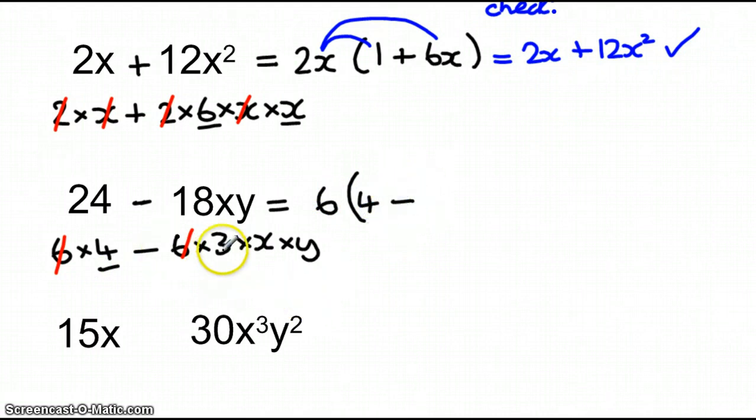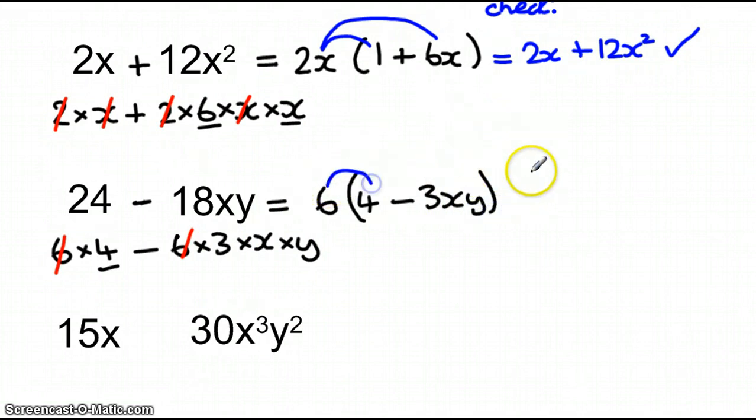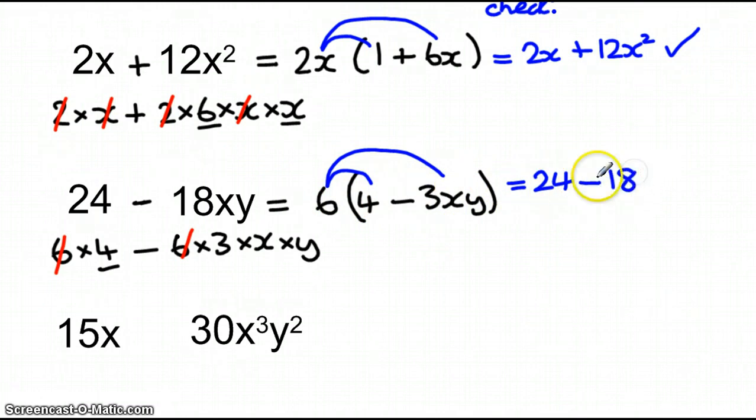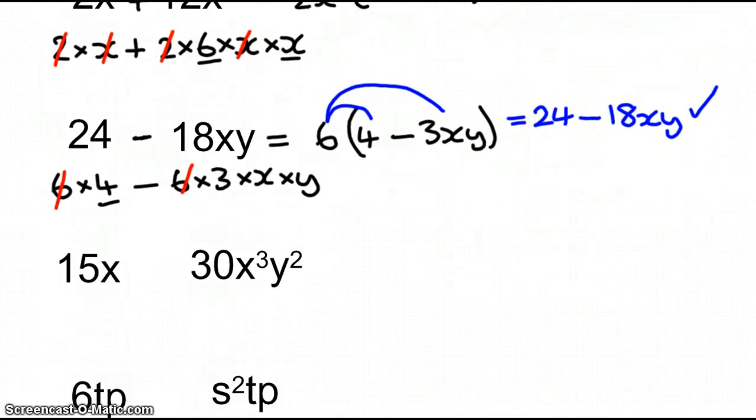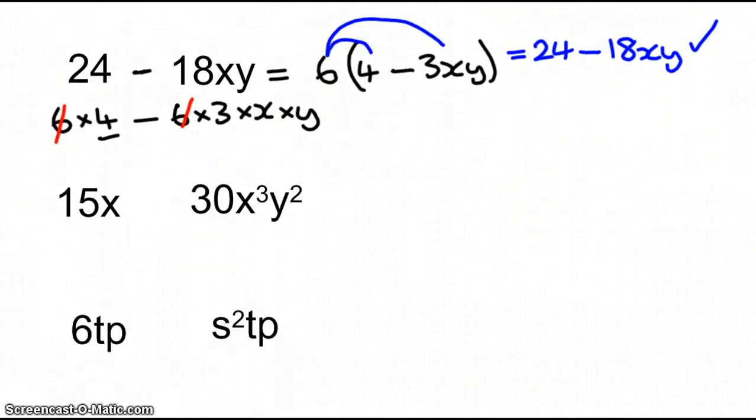We're going to take away, and we've got 3xy. Once again, just going to do a quick check. So we've got 6 times 4 is 24. 6 times negative 3xy, or 6 times negative 3 would be negative 18. And then the x and the y multiplied on the end. It works. Moving on, so you can see the level is getting slightly higher as we go.